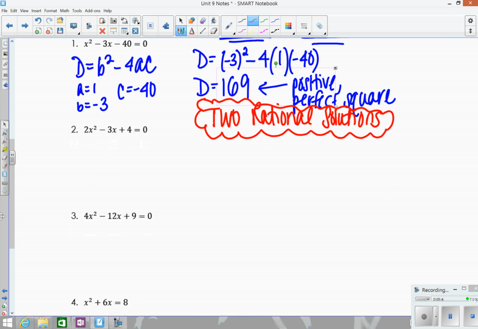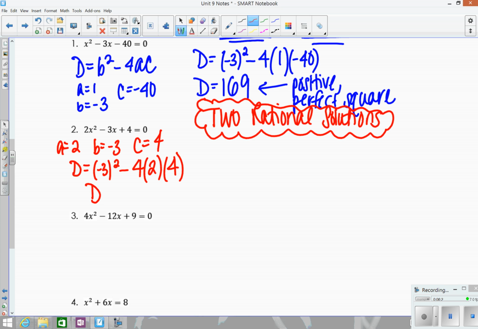So let's look at some other examples. So for this one, again, we're going to use the same formula. So let's just identify A, B, and C. And remember, whenever you identify A, B, and C, you have to make sure that your quadratic is in standard form. So now it's the discriminant equals B squared. Make sure that you're squaring this entire thing in parentheses so that you remember to square the negative. Minus 4a, which is 2, and then times c, which is 4. So we get 9 minus 32, so we get negative 23.